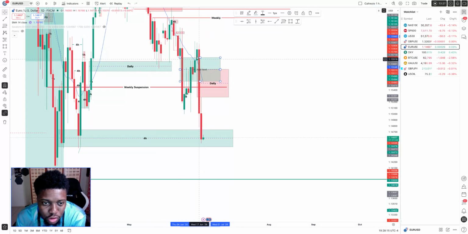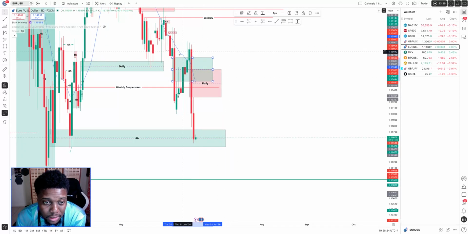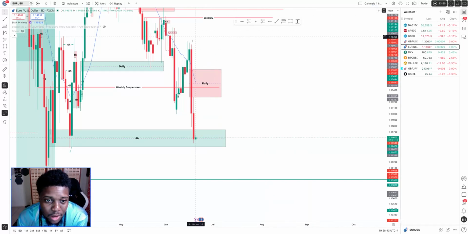Or if Euro USD got to the high point of its fair value gap, then GBP USD would get to the midpoint. However, I was anticipating us to get up to the high point of Euro USD. What I did not anticipate was us to close above the daily fair value gap, all of this, and close above. See, that invalidates the trade for me. However, the structure is still intact.